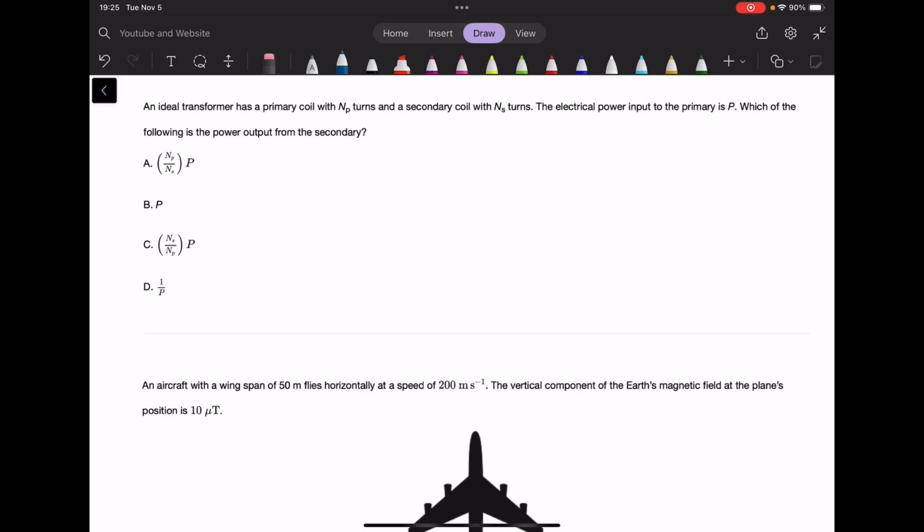So the key term here is ideal. For an ideal transformer, the efficiency is gonna be 100%. So the electrical power produced by the primary is equal to the electrical power produced by the secondary. So if the primary has a power of P, the secondary will also have a power of P.